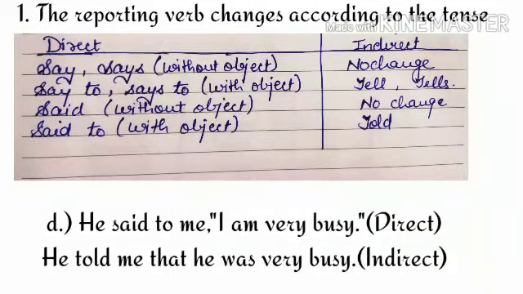For example, he said to me, "I am very busy." And the indirect form will be, he told me. "Said to" is changed into "told." He told me that he was very busy. So, these were the rules for changing the reporting verb according to tense. Hope you are clear with this rule.